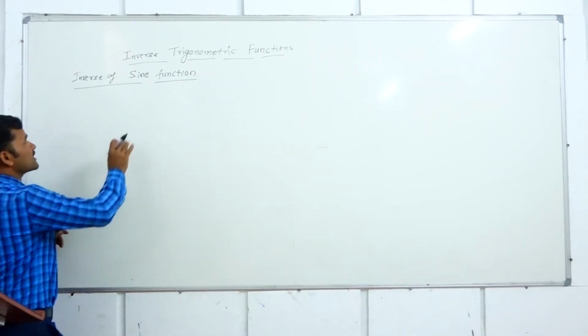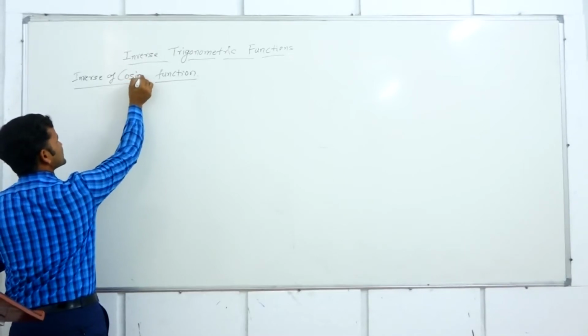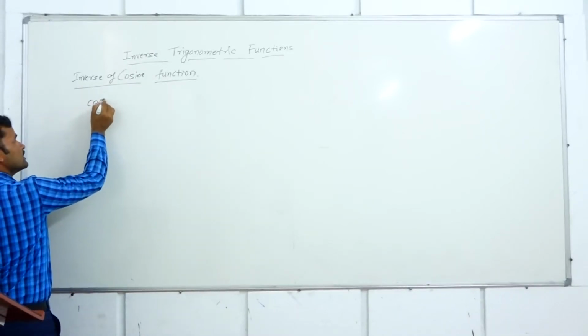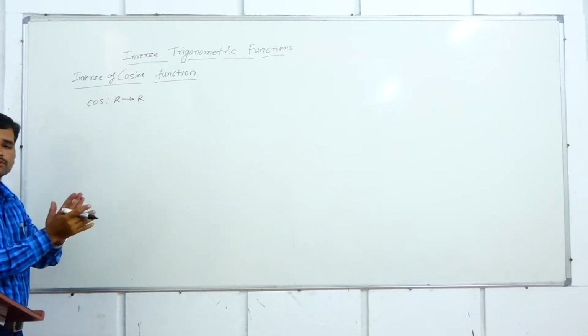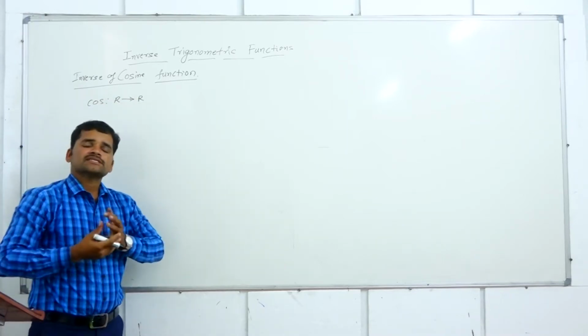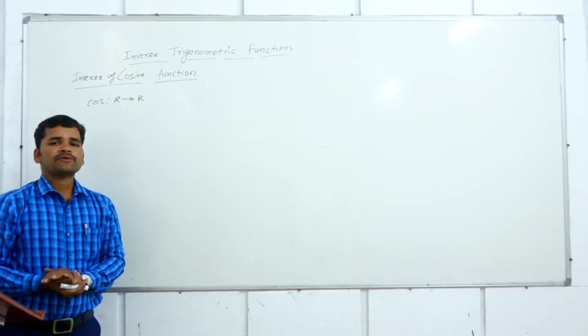Okay, coming to the inverse of a cosine function. Cos, if you take from R to R, real numbers to real numbers, this given function will not be 1-1 and onto. This will be a function, but this will not be 1-1 and onto.